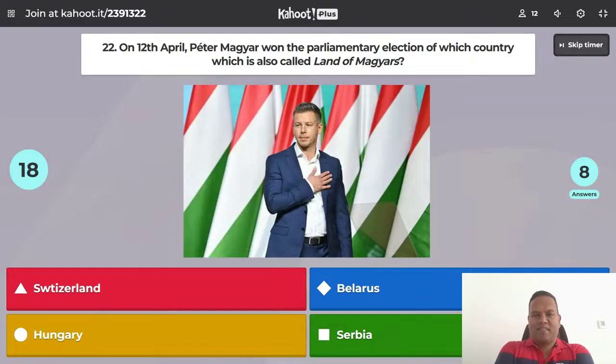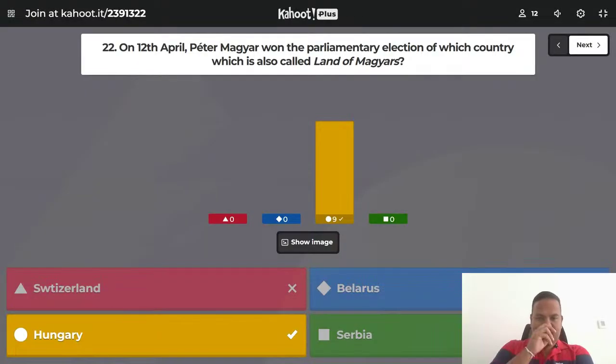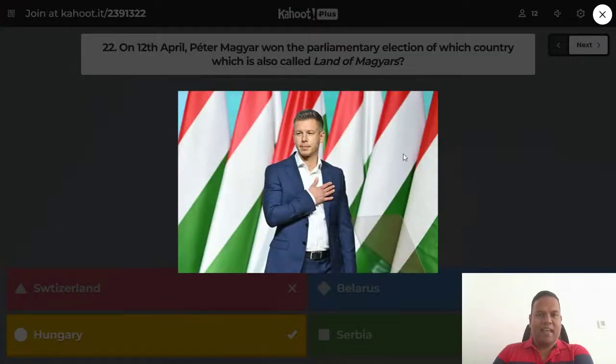But his name is really apt because the country is, in other languages, called land of the Magyars. So this is Peter Magyar, and Hungary is called the land of Magyars or Magyaros. Just Google it, Magyarosi, or in other languages it's called that, and the meaning is the land of the Magyars.